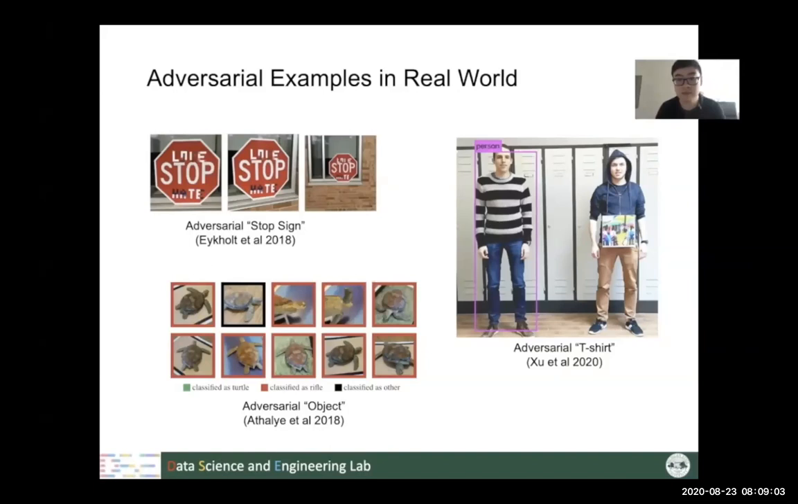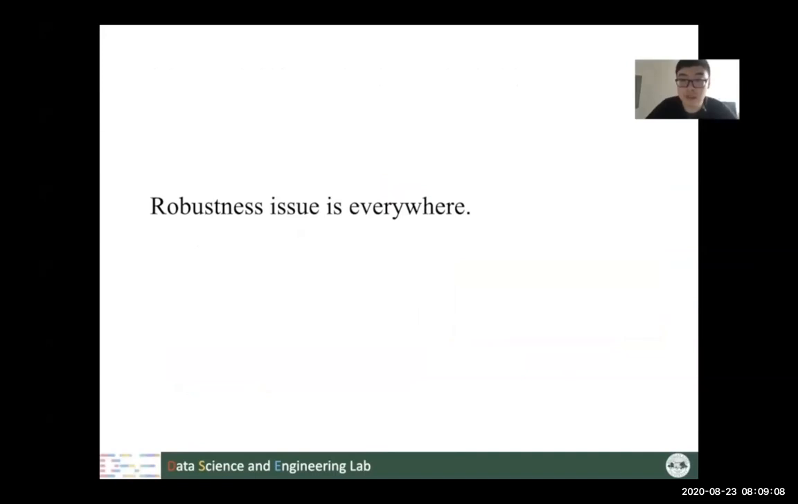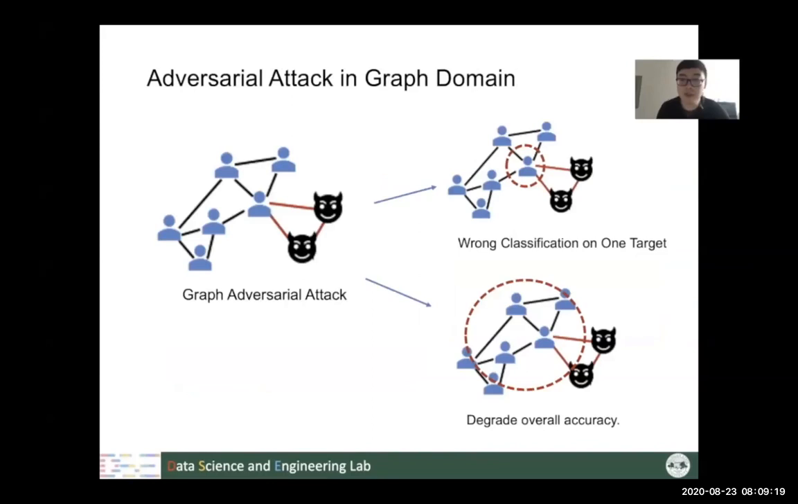Actually, we would like to say the safety concerns or robustness issues can happen everywhere in machine learning applications. The first thing is that, beyond the computer vision tasks we just talked about, adversarial attacks can also happen in other data domains, for example, graph data. In this tutorial at KDD, if some of you are interested in graph structured data, we would like to say that adversarial attacks on graph data can behave differently from attacks in the image domain.